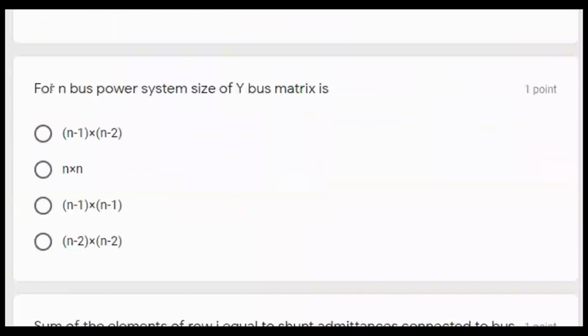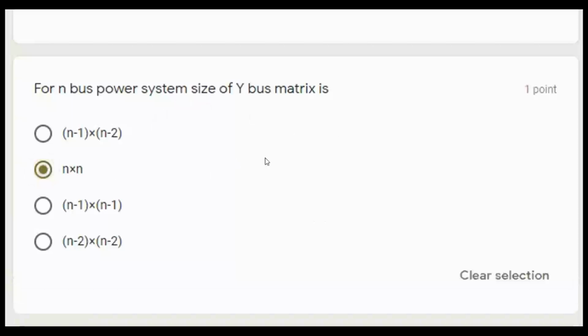Third question: for an n-bus system, the size of the Y-bus matrix. This is a direct question. For an n-bus system, the size of the Y-bus matrix is n cross n.